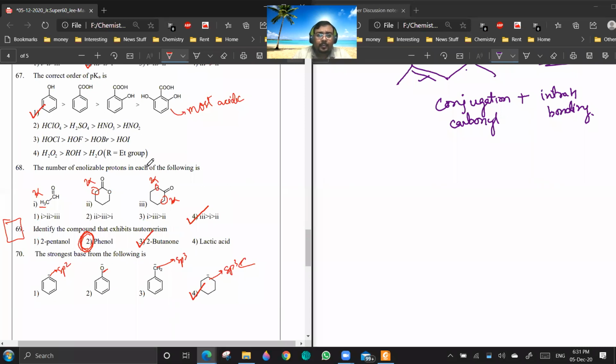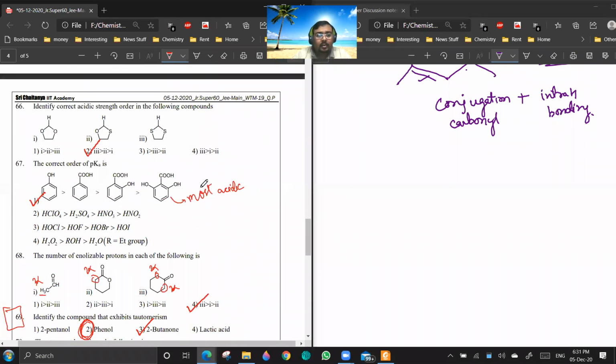68. No doubt. 67, option 2, sir. Like what would be the order? Okay, 67, the order should be reversed actually. I have to check the pK values actually. Both HClO4 and H2SO4 are very strong. HClO4 is the strongest. As per the resonance, HClO4 has a pK of -8. At this level, pK loses its relevance, but still we are right. And H2SO4 has a pK of -3. So HClO4 is more acidic.